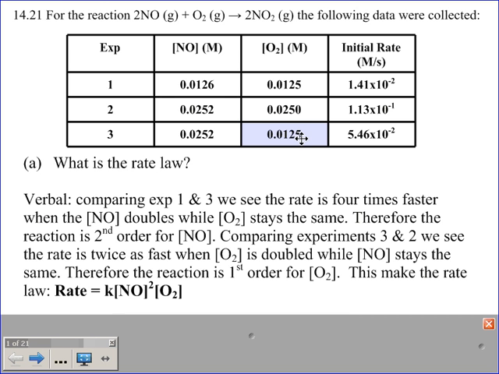Second order for NO. When I then look at numbers 3 and 2, notice the exponent, 10 to the minus 1, is that the rate is only doubling. This time the NO is staying steady, and the concentration of O2 is doubling, leading to a doubling of the rate, so it's first order for O2. So that's how I get my rate law: k, concentration of NO squared, concentration of O2.